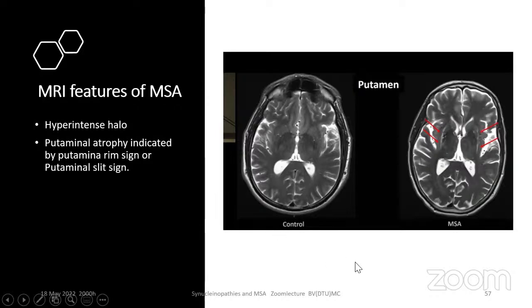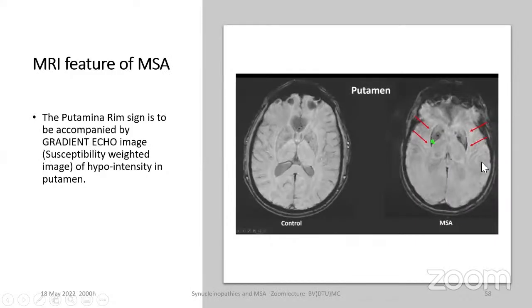To establish that it is abnormal, we have to look at the iron susceptibility weighted images, that is the gradient echo images, where the halo should be seen like this. So the putamen rim sign is to be accompanied by gradient echo image hypointensity in putamen. So there is a hypointensity in the putamen.